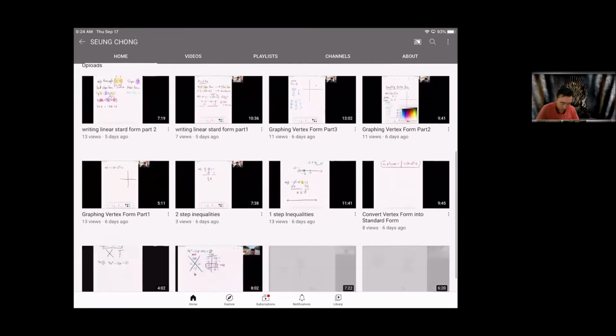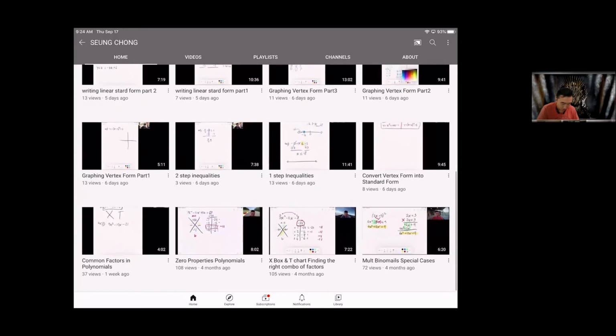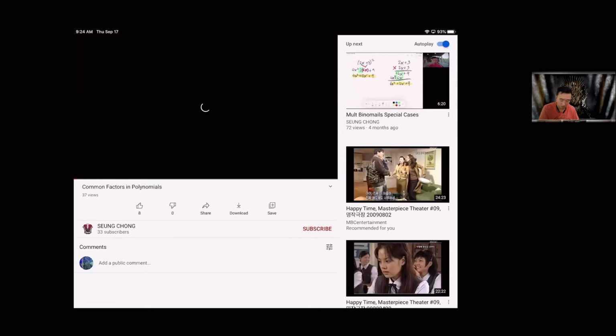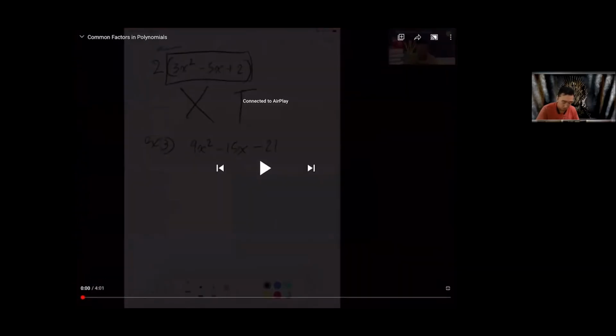Let me see. This one right here: common factors in polynomials. Oh, does it show? It's not showing. How come it's not showing what I'm doing? How much of it did you miss? Did you miss everything? Yeah, it just paused. Oh, darn it. Okay, so over here. Oh, shoot. Why does it do that every time?